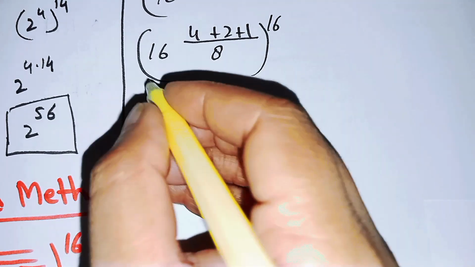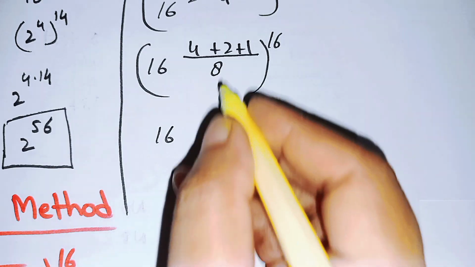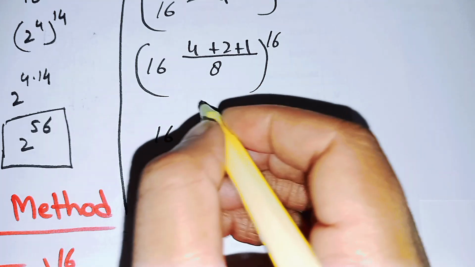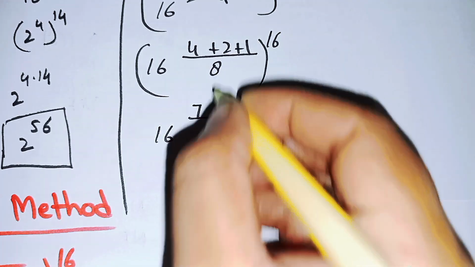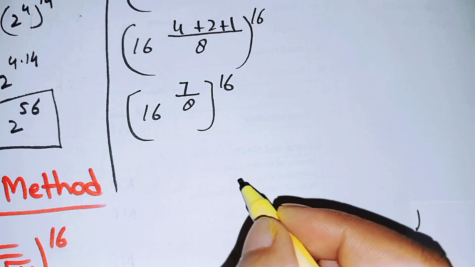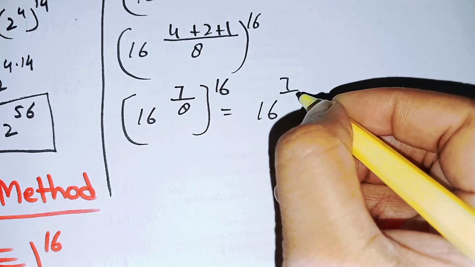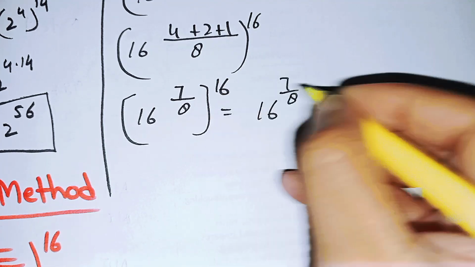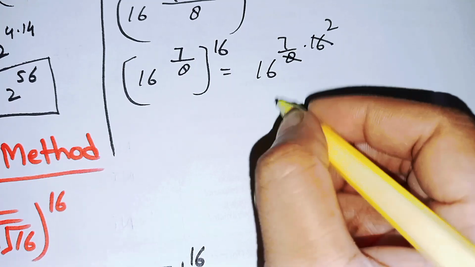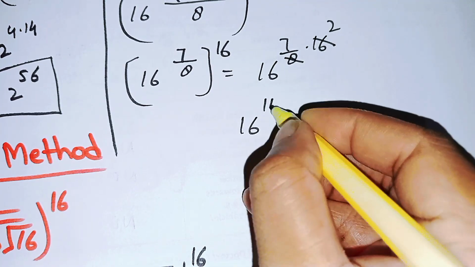So here in the next step is 16, and we added them over this LCM. 4 plus 2 plus 1 is 7, and then over this 8, and the whole thing to the power of 16. And now in the next step is 16 to the power of 7 over 8 and then times this 16. 8 divided by 16 is equal to 2. So here 16 to the power of 7 multiplied by 2 is 14.